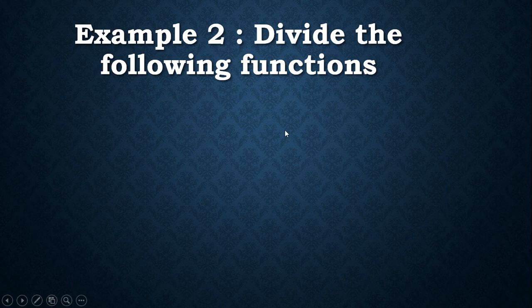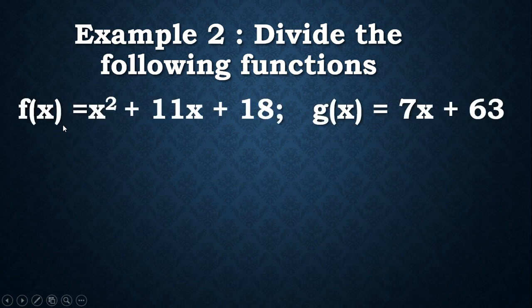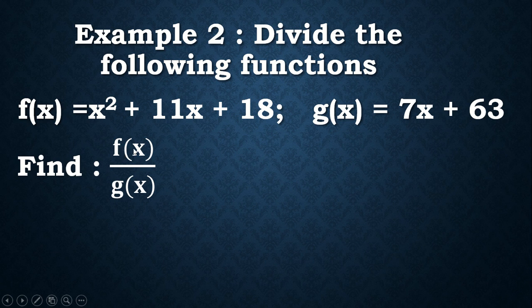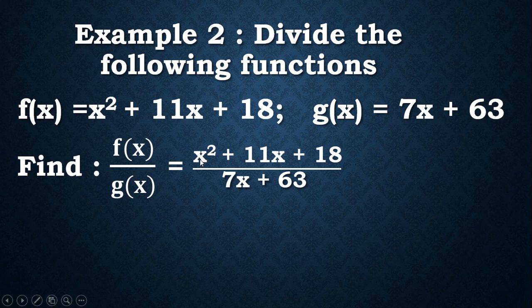Example number 2. We have to divide the following functions. f of x is equal to x squared plus 11x plus 18, and g of x is equal to 7x plus 63. Still, we have to find f of x divided by g of x, or f of x over g of x. Then we substitute f of x and g of x. We have f of x in our numerator, x squared plus 11x plus 18, and our denominator is 7x plus 63.